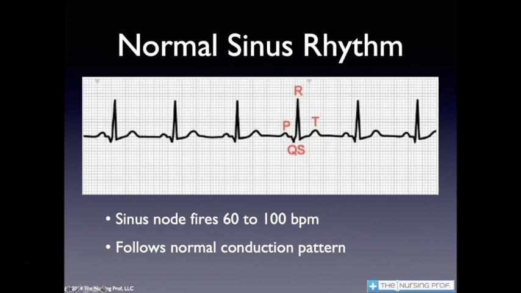Remember again, on a 6-second strip, we can count the number of complexes that are in those 6 seconds and multiply it by 10. So here we have 6 complexes on a 6-second strip. So we multiply it by 10 and we have a rate of 60. All right, well, that's a normal rate, 60 to 100 beats per minute.